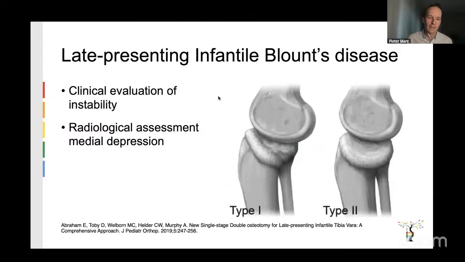It's not only the magnitude that's important, but also the orientation. And Abraham et al. showed that these medial depressions can be purely medial, or they can be almost purely posterior, or anywhere in between. So we need to be careful when we look at that when we plan our elevations.